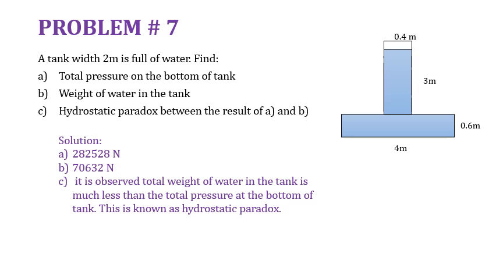Then the weight of the tank: weight is specific weight into volume. Specific weight is 9810 and the volume will be 4 into 0.6 plus 3 into 0.4, bracket, into the width, which is 2 meter. This 3 is the distance till this liquid surface.